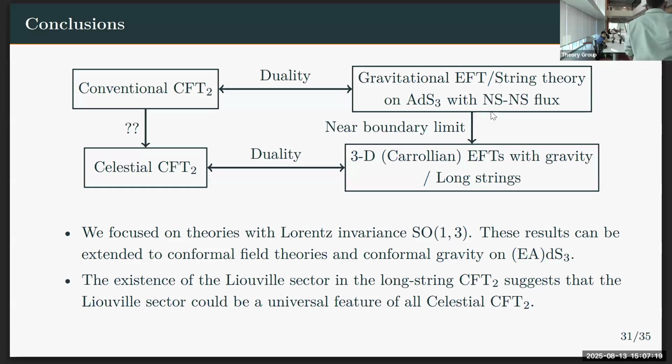So in this talk, I focused on theories with only Lorentz invariance, but then these results can be extended to conformal field theories and conformal gravity on Euclidean anti-de Sitter 3, and you get some really interesting results. From there, you can also get BMS algebra. That's what I'm currently working on. And the existence of this Liouville sector in this long string CFT2 suggests that the Liouville sector could be a universal feature of all CFT2. As I mentioned in the introduction, there have been recent works where people have calculated these Celestial CFTs with only Lorentz invariance, which are just Liouville theory coupled to some matter fields.